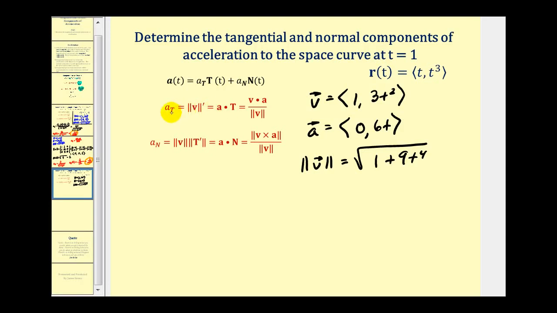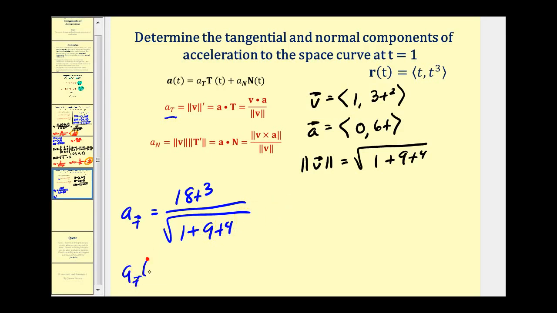So we'll go straight to determining the tangential component. So we'll dot these and then divide by this magnitude. So v dotted with a will have 1 times 0, that's 0, and then 3t squared times 6t, that'll be 18t to the 3rd, all divided by the square root of 1 plus 9t to the 4th. So when t is equal to 1, looks like we'll have 18 all over the square root of 1 plus 9, so the square root of 10. Now it's going to take a little more work to determine the normal component, but let's go ahead and do that on the next screen.